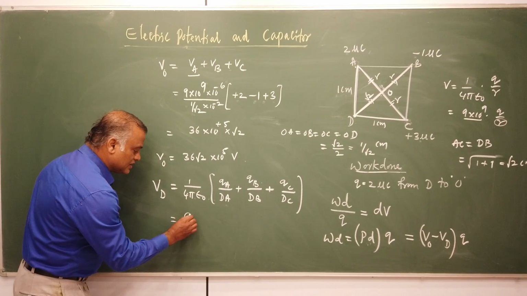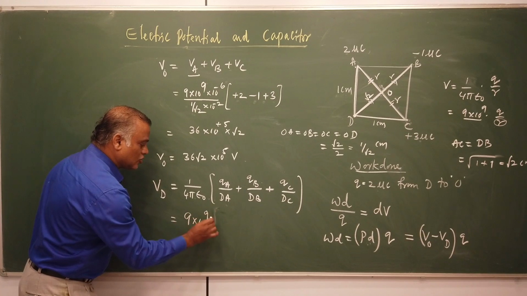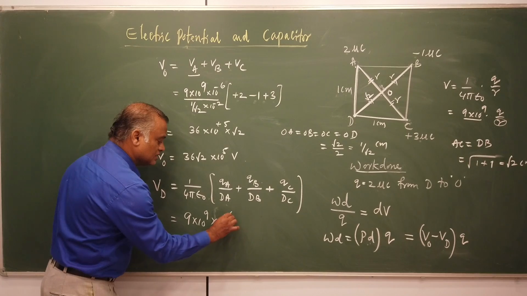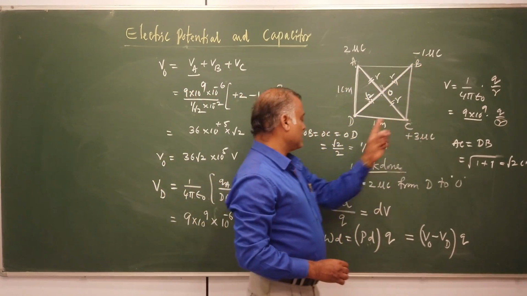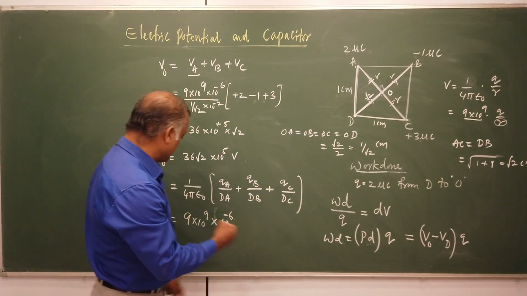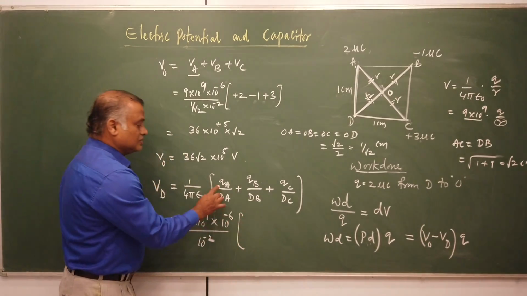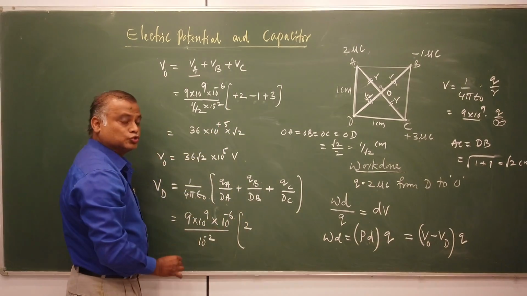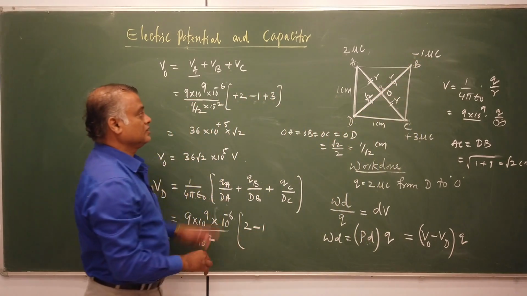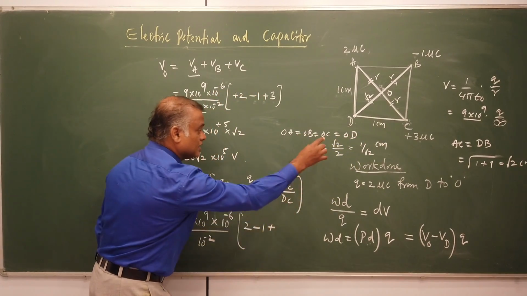What is the value of this? 9 into 10 to the power of 9 into, what is the common term you can take as we did in the previous one? 10 power minus 6. Micro. Here the distance was common. Here the distance you cannot take as common, but you can take 10 power minus 2 as common. Centi. So what is left now? Charge at A, 2 plus 2. Potential due to a negative charge is negative, minus 1. Same. Due to charge at C, that is plus 3.